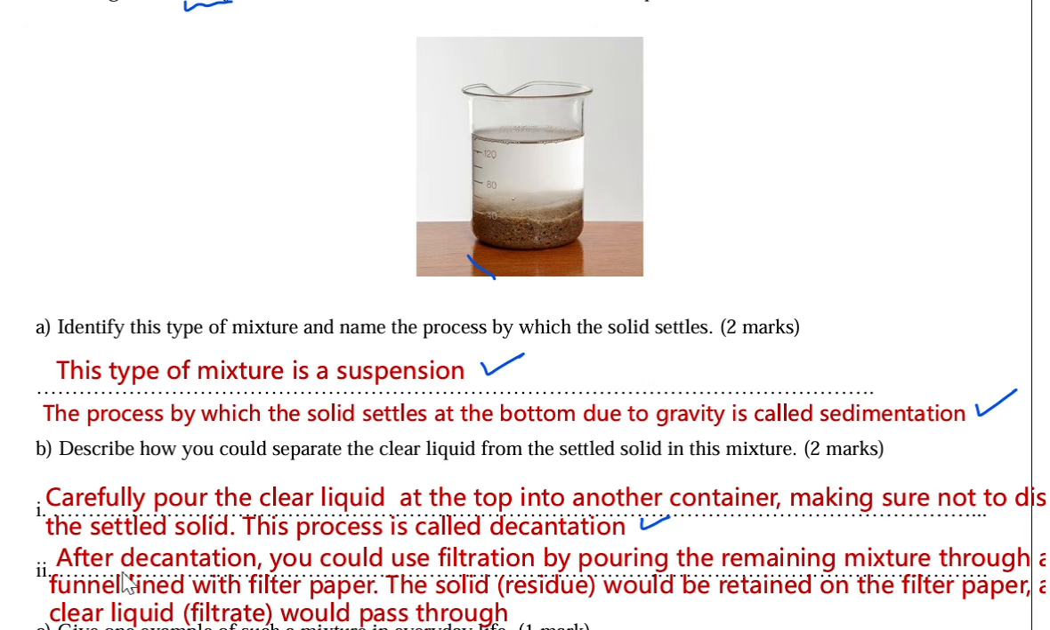Also, after decantation, you could use filtration by pouring the remaining mixture through a funnel lined with filter paper. The solid, which we call the residue, would be retained on the filter paper, and the clear liquid, the filtrate, would pass through. That is a simple way to separate this mixture. So we can use the decantation method and also filtration by using a filter paper. Part C.